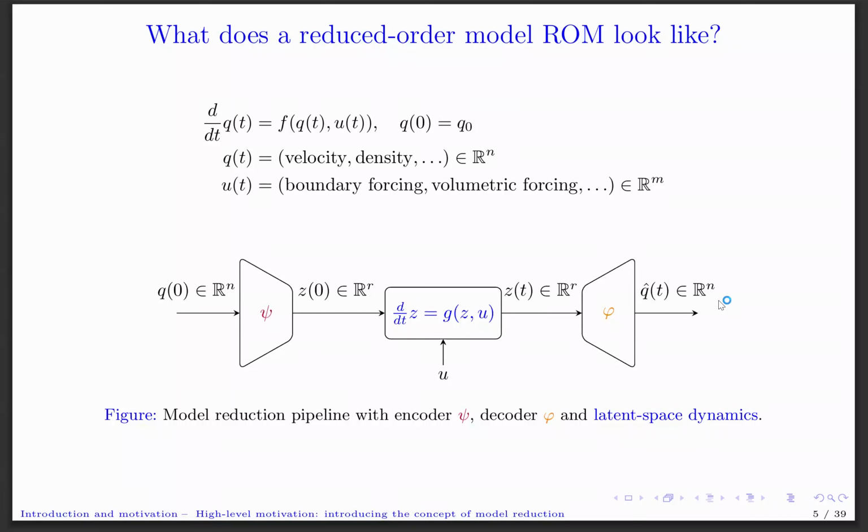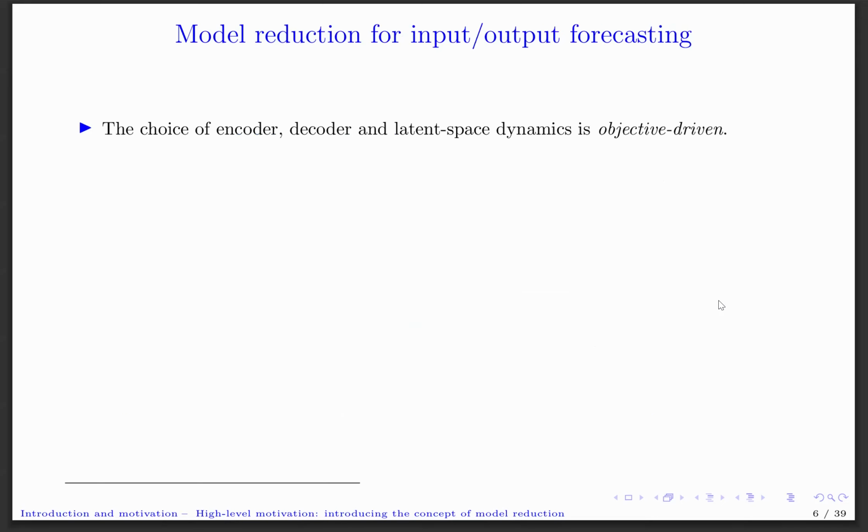And so this is what a ROM looks like. It has three fundamental components. It has an encoder, a decoder, and then in the middle, so-called latent space or reduced order dynamics. And so the encoder and decoder are possibly nonlinear maps that take us from the high-dimensional space to the low-dimensional space and vice versa. And the latent space dynamics here allow us to advance the latent space vector forward in time. Okay. And so clearly, those three components determine whether the model is going to be accurate or not. But the choice of encoder, decoder, and dynamics is objective driven.